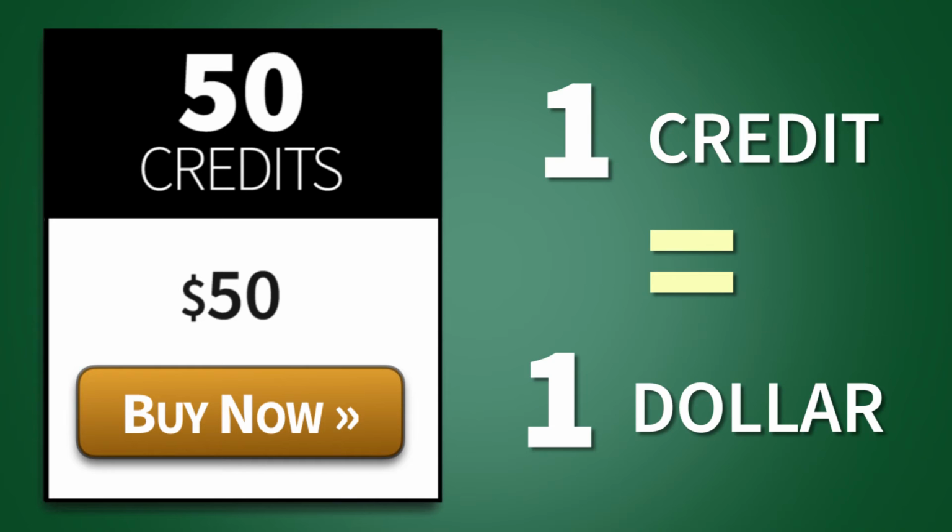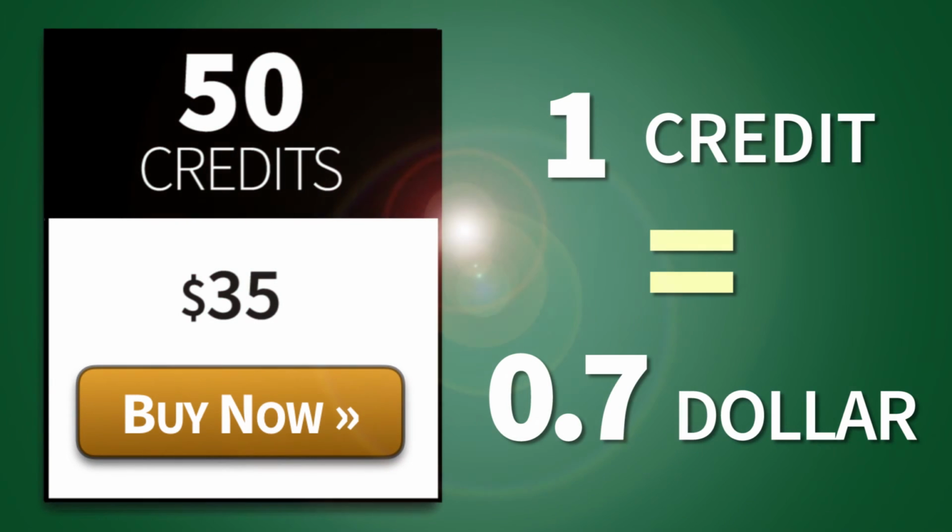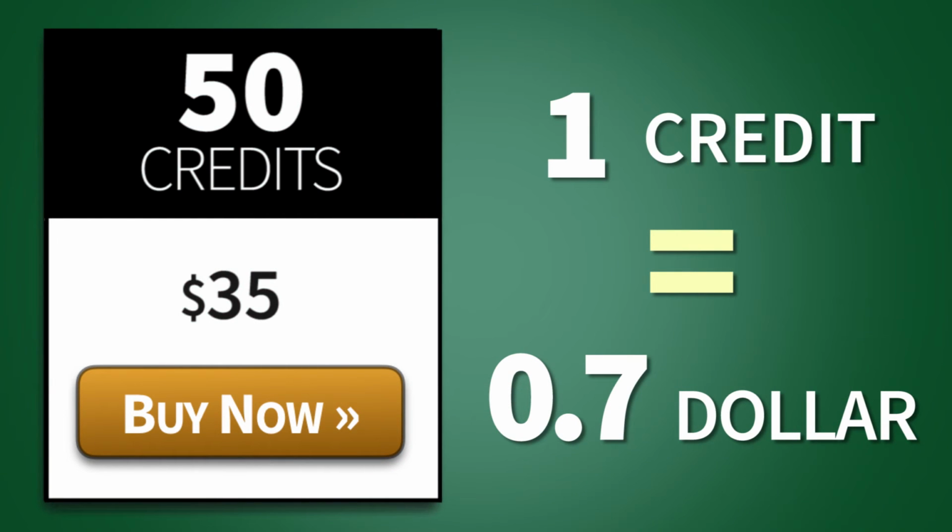And if you do decide to use this type of credit system, you should also avoid using a 1-to-1 ratio. So if someone buys 50 credits for $50, they know that each credit is worth $1. So to maximize the effectiveness of this approach, you need to impede that comparison process. So use an unequal ratio.